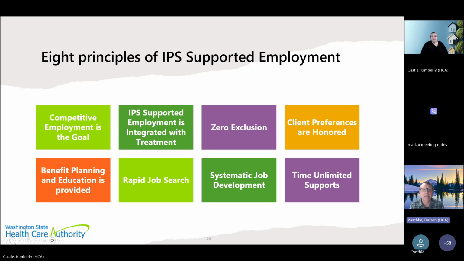So here's some of the 8 principles that we're going to talk to and share some information about. Definitely there's 25, but these are the core pieces that make up the IPS system, definitely focusing on competitive employment, integration with team members. And again, zero exclusion for me is really changing the culture and looking at low barriers.